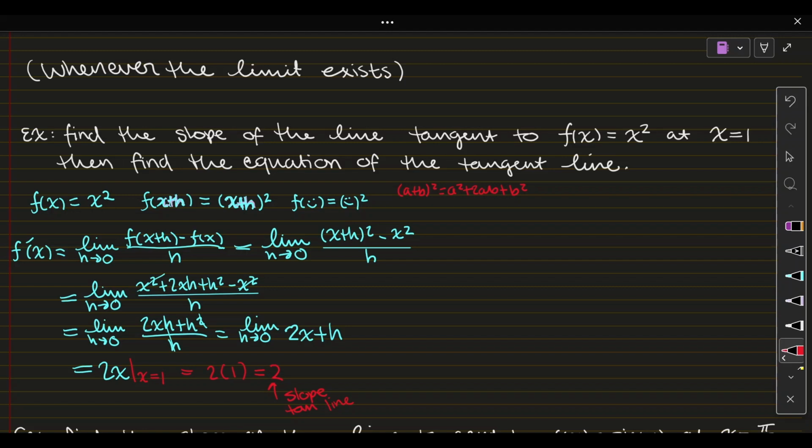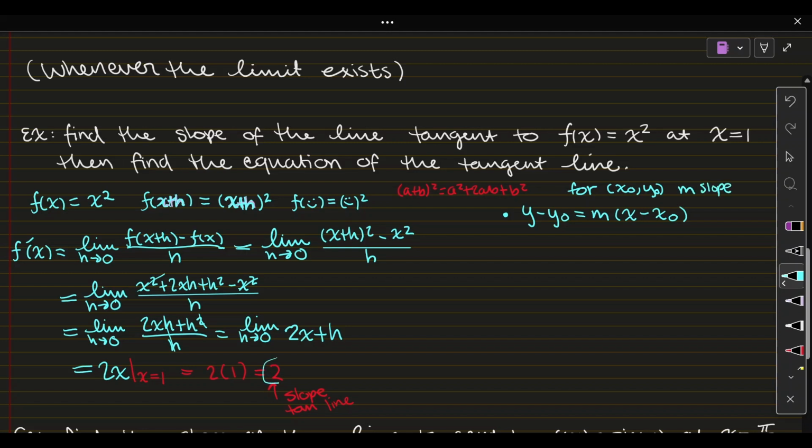So what we need to do now is find the equation of the tangent line, and the fact that I'm going to use is that the line through a point can be written using the point slope formula. That is y minus y naught equals m times x minus x naught, for a point x naught, y naught, and slope m.